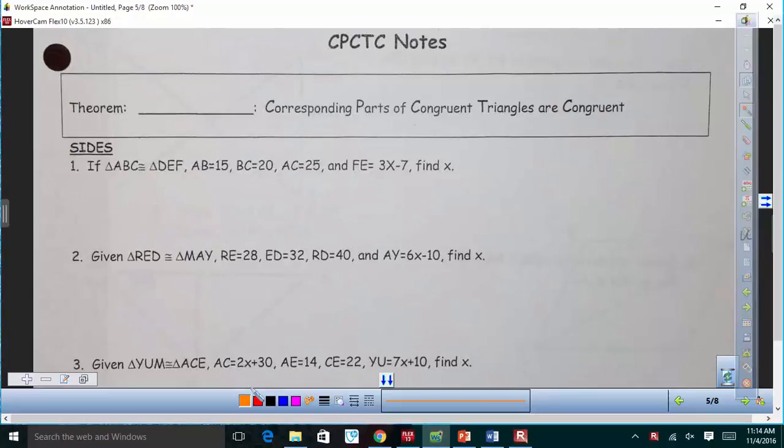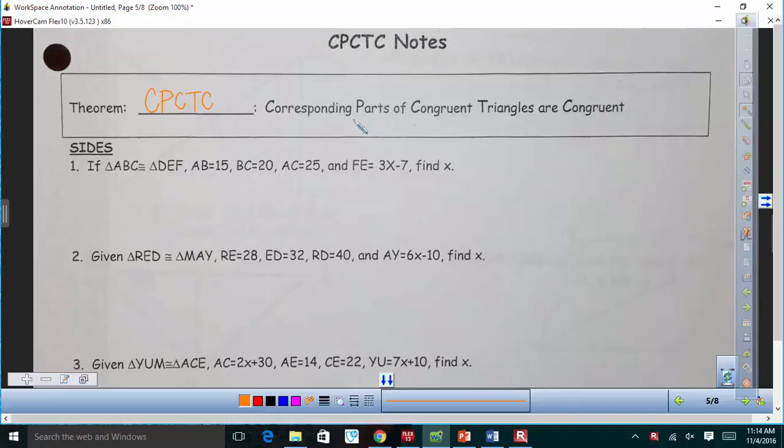We're going to talk about today is corresponding parts of congruent triangles being congruent. We're going to shorten that and make it an acronym, CPCTC. Okay? Don't try to say that fast 5 times because you will not be able to do it. It's really hard.